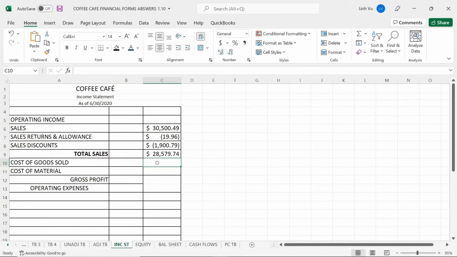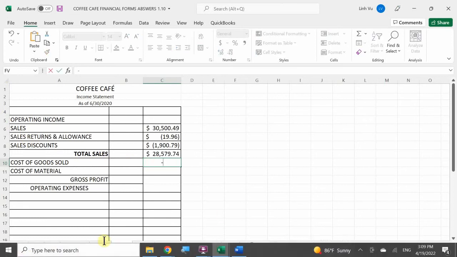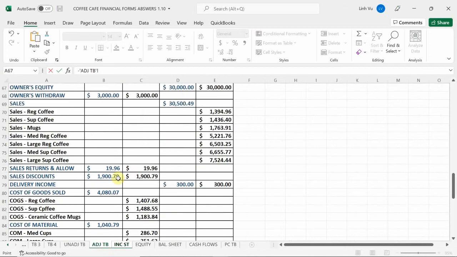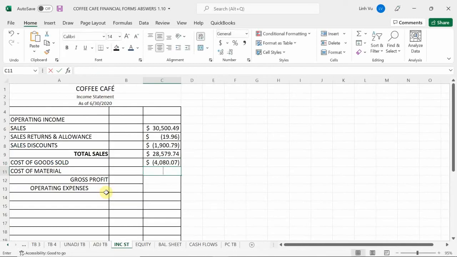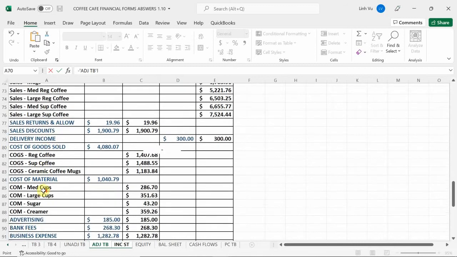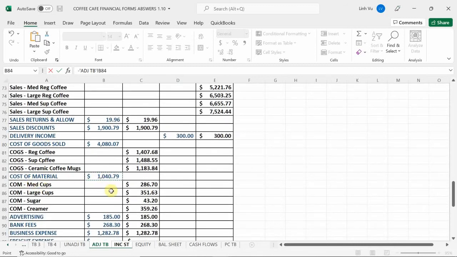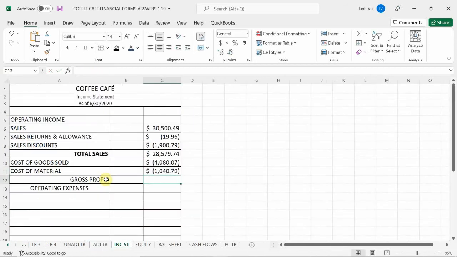So in this case, my cost of goods sold, right? You're going to go to your adjusted trial balance, which we did solve for the grand total. So my total cost of goods sold here for the regular Supreme and my ceramic coffee mugs gave me a total of $4,080. My total cost of materials, a grand total for the medium, large, sugar, and creamer, gave me a total of $1040. So in this case, I now need to calculate what my grand total gross profit is.